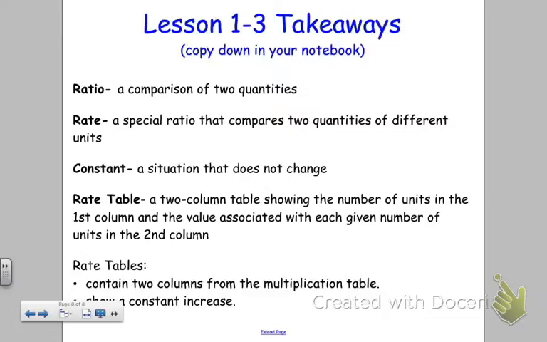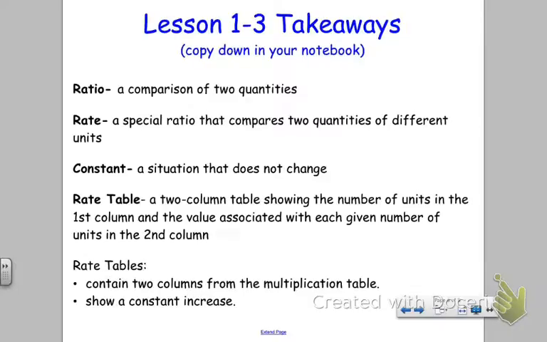All right, here are your takeaways for this lesson. First, a ratio. Remember, a ratio is just a comparison of 2 quantities. You're just comparing 2 things and writing the numbers for it. 6 to 3, 3 to 6, whatever it is. A rate is a special kind of ratio that compares 2 quantities but of different units. Instead of apples to apples and squares to squares, in this case we were talking about days and dollars. Constant, again, a situation that does not change.